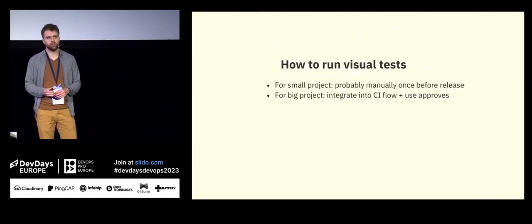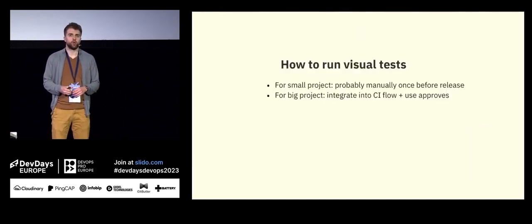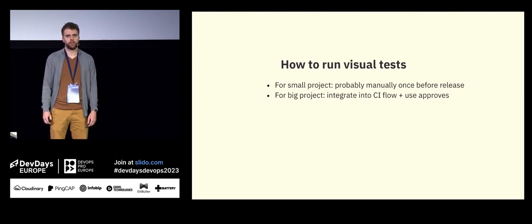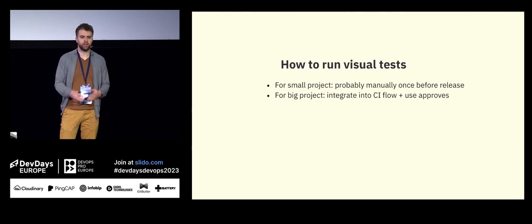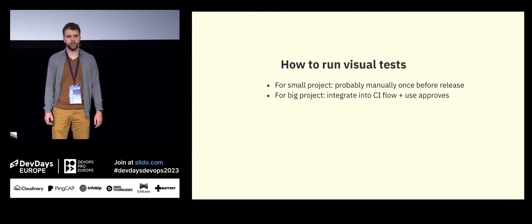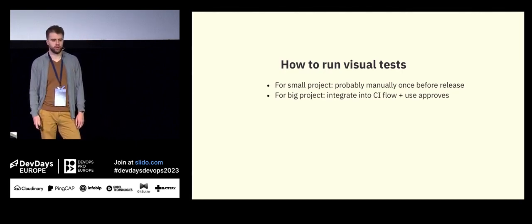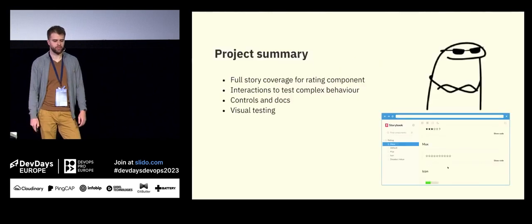Running visual tests for small projects could be done manually. I think most of the value comes from running it when you have a release. So you just run it before release. But it's ideal, obviously, to have it automated, done in CI, and maybe use a proof flow. It's a bit of a heavy case.